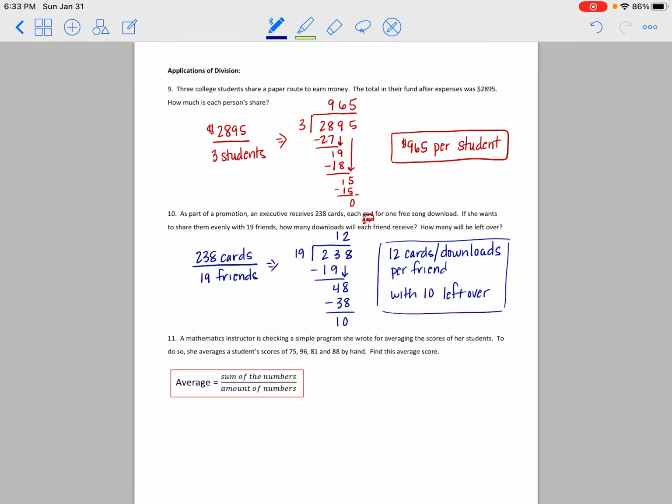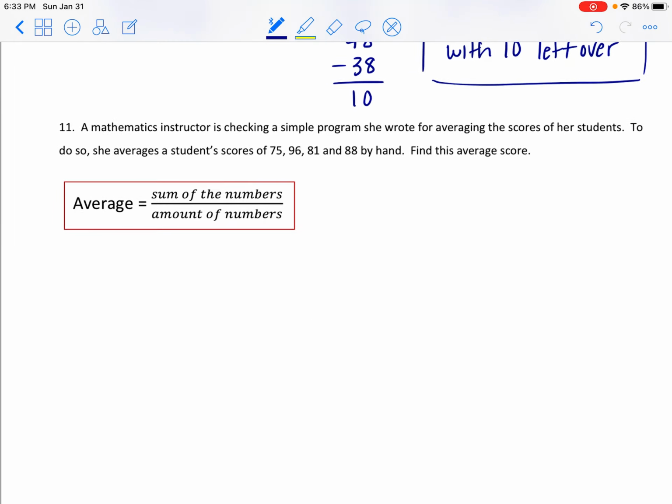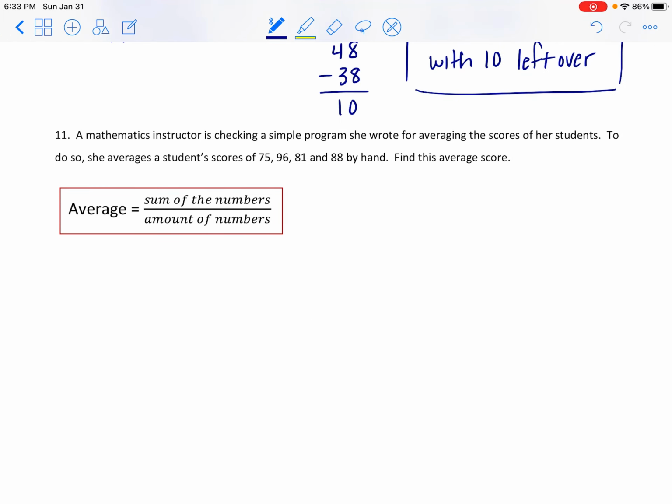Okay? All right, last one is actually a pretty useful one, probably something you've seen before. It says a mathematics instructor is checking a simple program she wrote for averaging the scores of her students, and to do so, to check this program, she averages the students' scores of 75, 96, 81, and 88 by hand, and we're asked to find the average score.